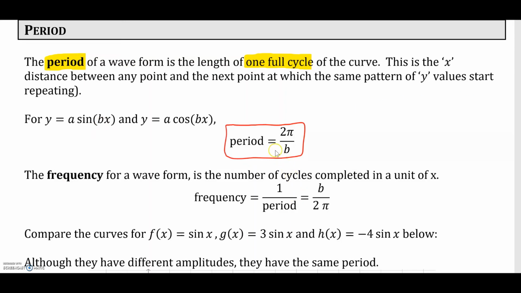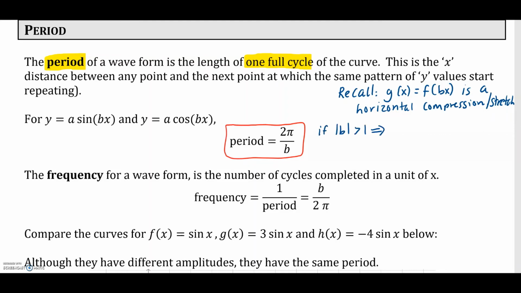And when b is equal to 1, the period is equal to 2 pi, as shown in the first video. Recall in the first video when we looked at horizontal compressions, where we had that g of x was equal to f of b times x, where we had a horizontal compression. In Module 1, we talked about if the absolute value of b is greater than 1, this results in a horizontal compression, which in turn reduces the period, whereas if the absolute value of b is less than 1, this results in a horizontal stretch, and it increases the period.